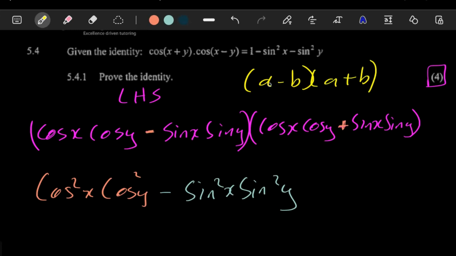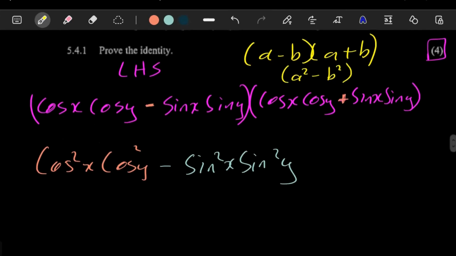This and this are the same. This and this are the same. There's a minus here, there's a plus over there. So that's the difference of two squares, because this here can just be simplified to a squared minus b squared, which is what we did. This here squared and then this here squared. So all those things, look out for them.